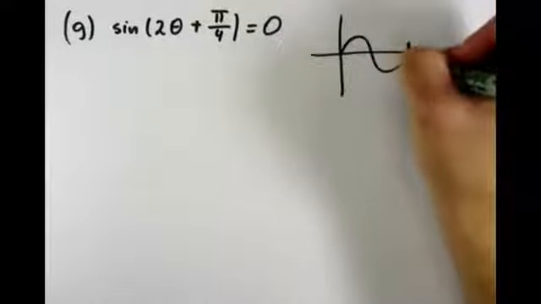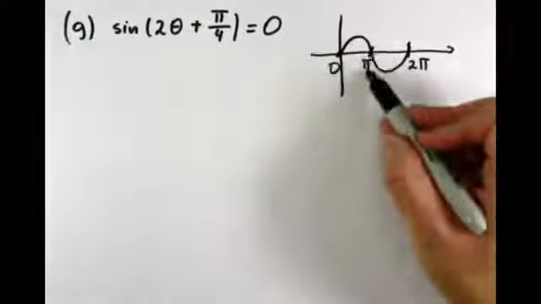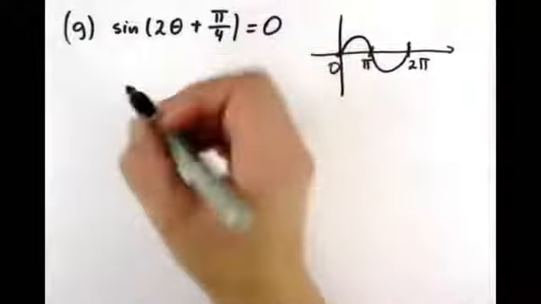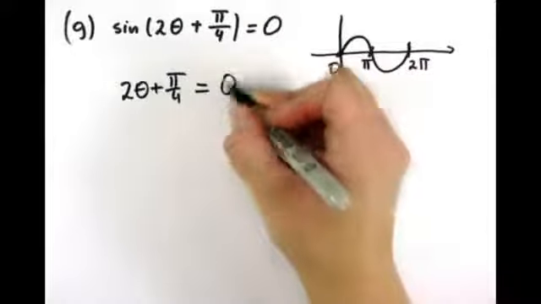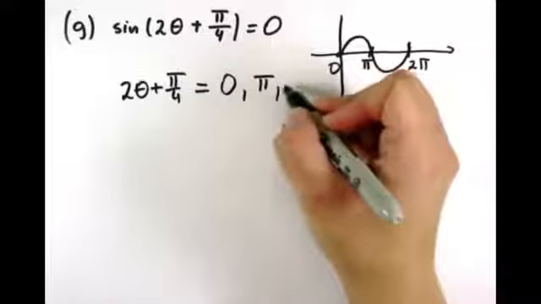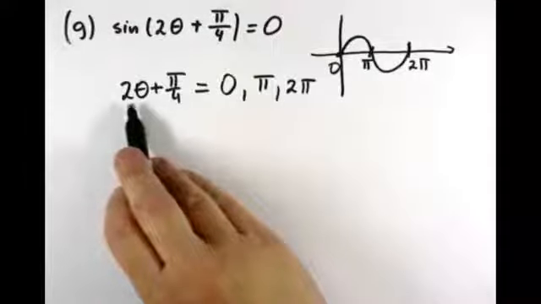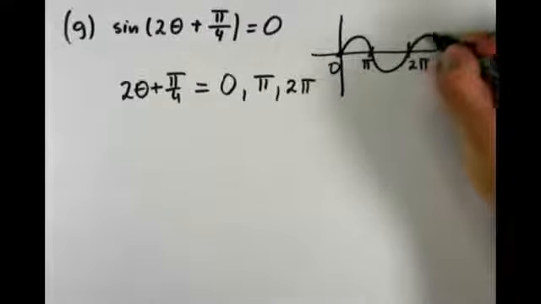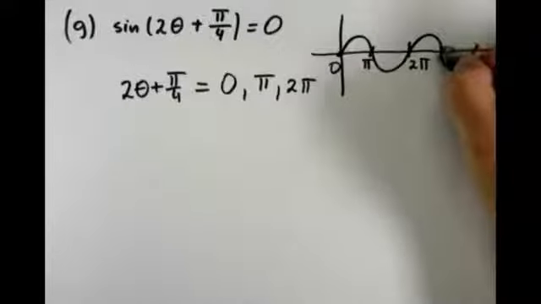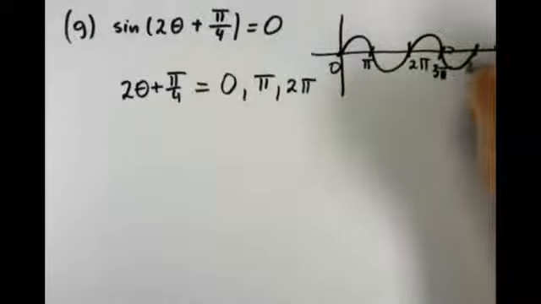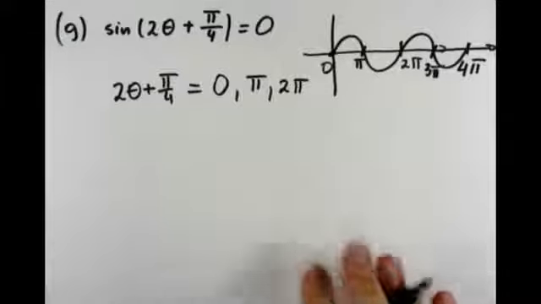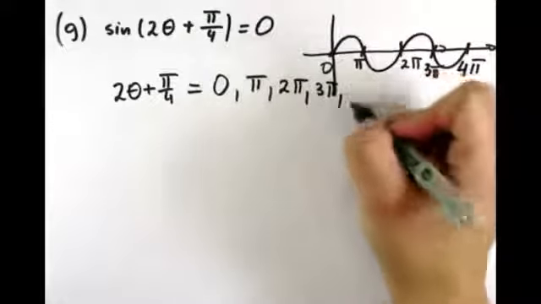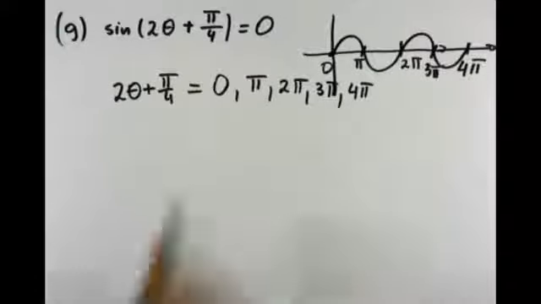the original sine curve is like this, 2 pi, here is pi. So when is sine 0? At 0, at pi, and at 2 pi. So this angle, 2 theta plus pi over 4, will be equal to 0, pi, 2 pi, and because we have 2 theta, we need to go one more revolution. So we do need to keep going. Here would be 3 pi, and here is nothing else but 4 pi. Okay, so we have 3 pi, and then we have 4 pi. Then you solve them each and every one.